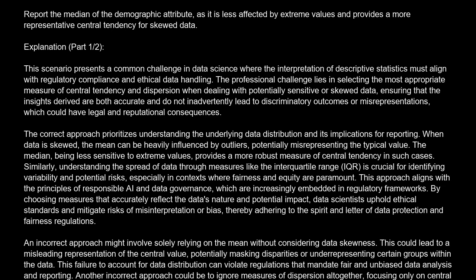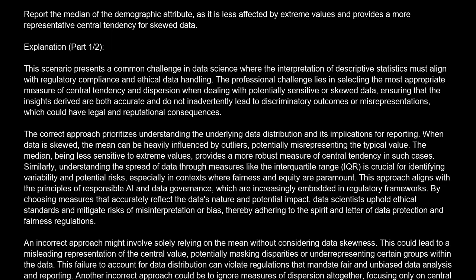This approach aligns with the principles of responsible AI and data governance, which are increasingly embedded in regulatory frameworks. By choosing measures that accurately reflect the data's nature and potential impact, data scientists uphold ethical standards and mitigate risks of misinterpretation or bias, thereby adhering to the spirit and letter of data protection and fairness regulations.